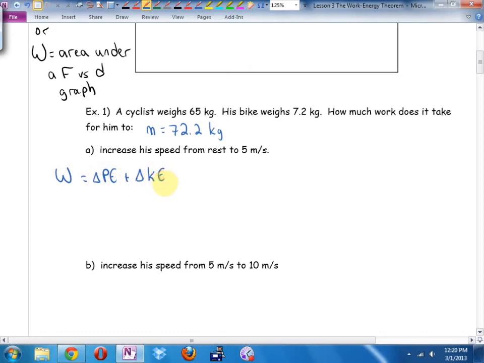Change in potential plus change in kinetic. Now, we need to use our imaginations here a little bit. We're riding a bike. Does this question imply a hill or anything like that anywhere in it? Let's assume we're on a flat surface, which means what's our change in height? 0. So what's our change in potential energy? 0, because our final and initial would be the same. That leaves us with change in kinetic.